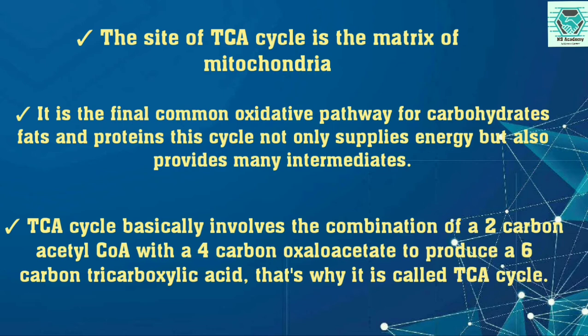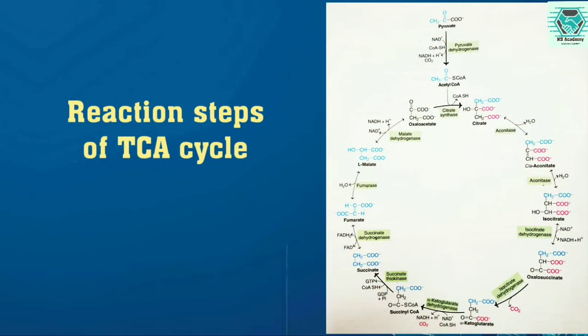It basically involves the combination of a 2-carbon acetyl-CoA with a 4-carbon oxaloacetate to produce a 6-carbon tricarboxylic acid. That's why it is called TCA cycle. Now we see the reaction steps of TCA cycle.